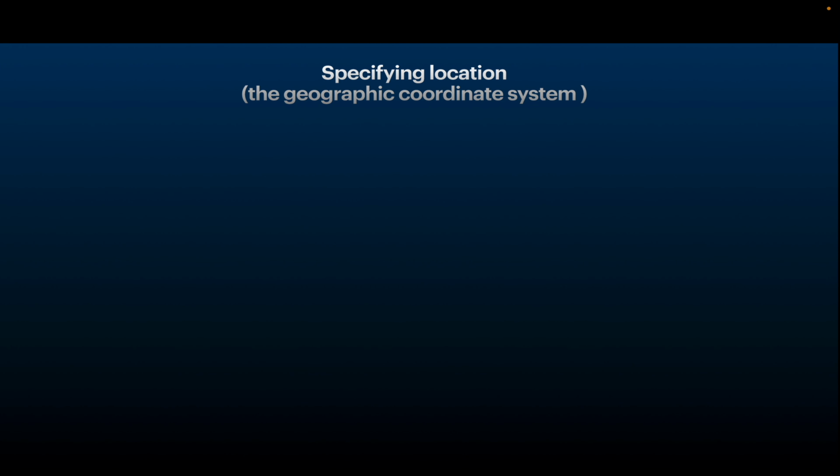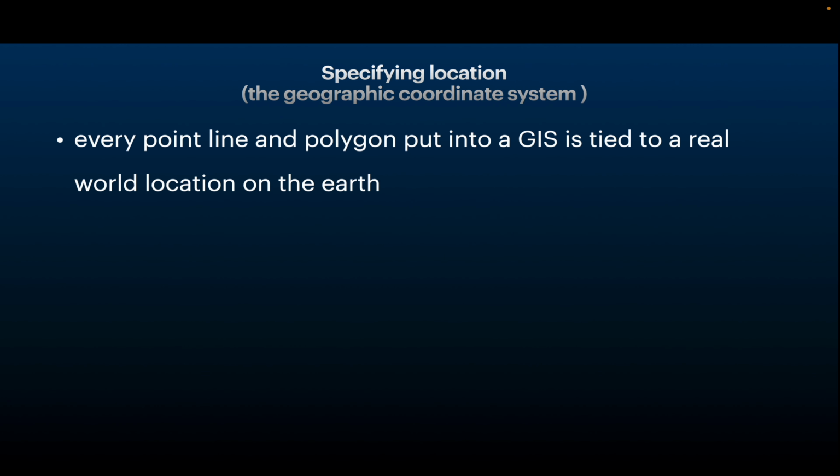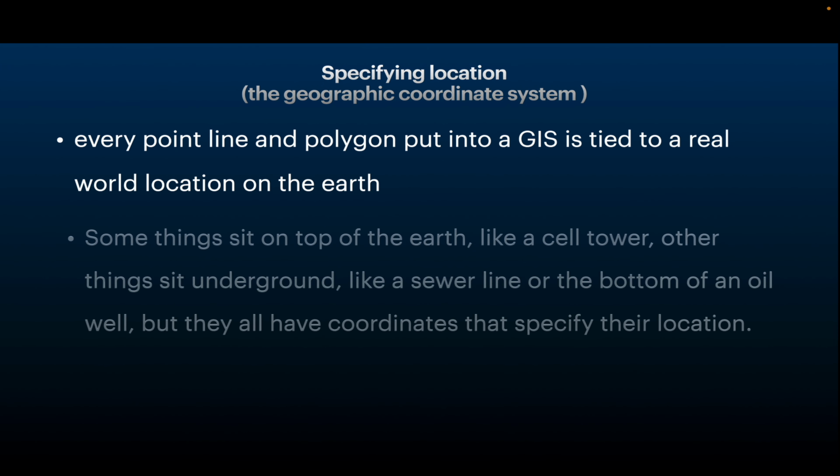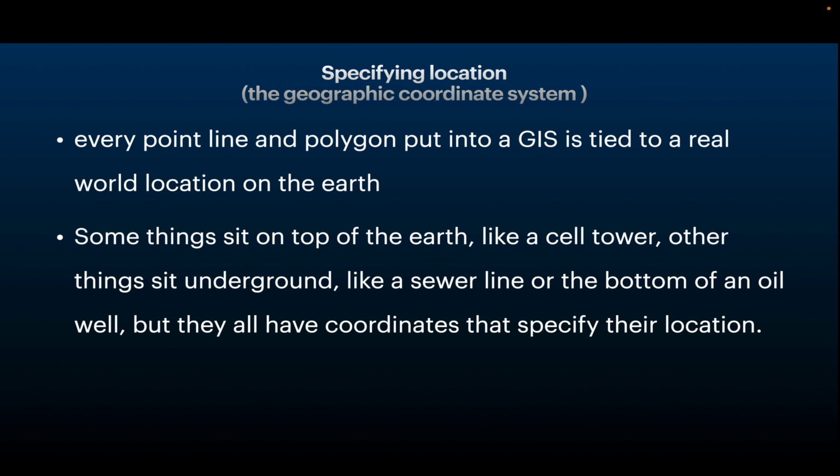Alright, specifying locations, geographic coordinate system. To specify the location, every point, every line or every dot has a real world location on the earth. Every point, line and polygon put into a GIS is tied to a real world location on the earth. This is what I have just demonstrated. Some things sit on top of earth like a cell tower, other things sit underground like a sewer line or the bottom of an oil well. But they all have coordinates that specify their location, latitude and longitude.